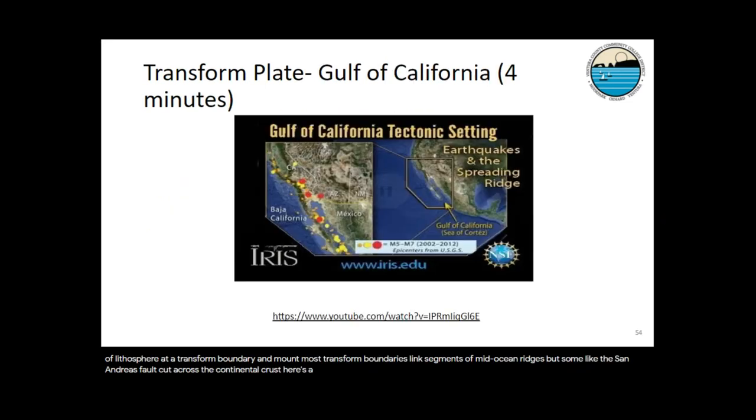So here's a video about the transform plate boundary, and how the San Andreas fault is formed and how the coastline has gotten its shape, and where Baja California used to be is quite different than where it is today.